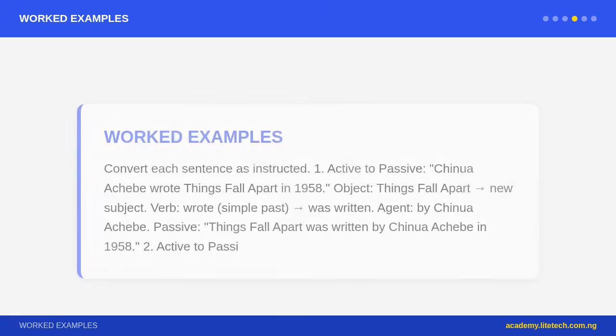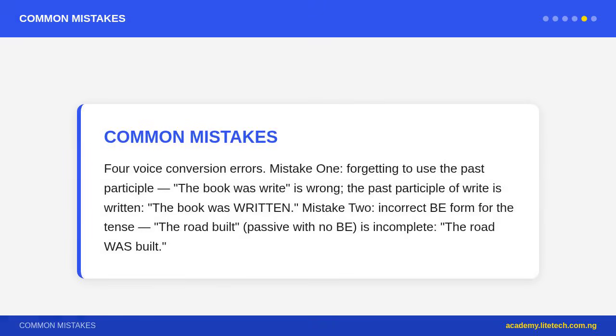Convert each sentence as instructed. 1. Active to passive: Chinua Achebe wrote Things Fall Apart in 1958. Object, Things Fall Apart, new subject. Verb: wrote, simple past, becomes was written. Agent: by Chinua Achebe. Passive: Things Fall Apart was written by Chinua Achebe in 1958.